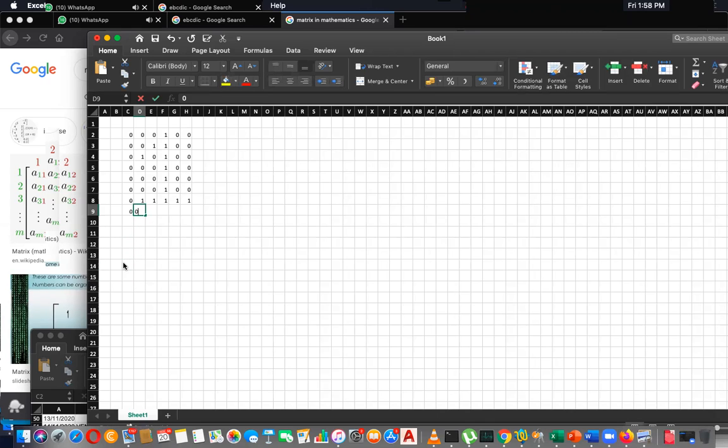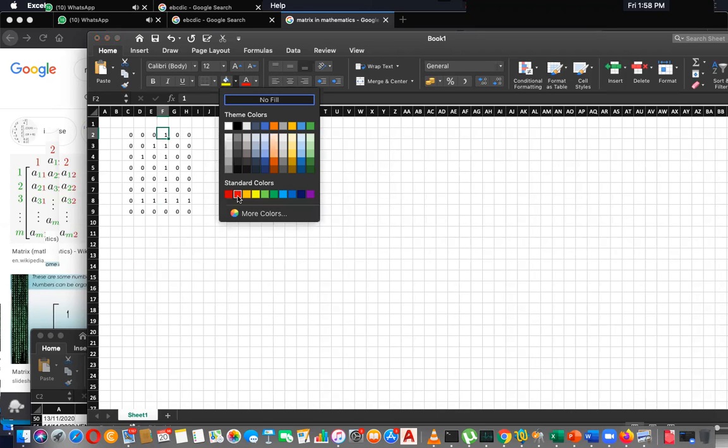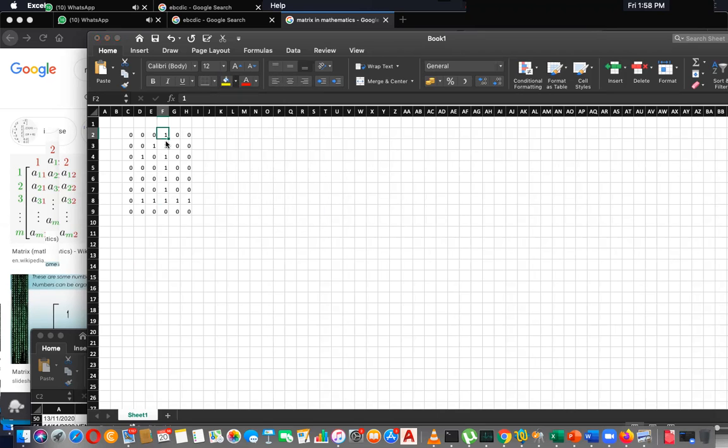Think of these ones as bulbs. So if this bulb is turned off, signal is 0. If this bulb is turned on, signal is 1. Then I'm going to color this. Let's say bulb color is red. I'm going to color the turned-on bulbs in red. This is also red. These are also in red.